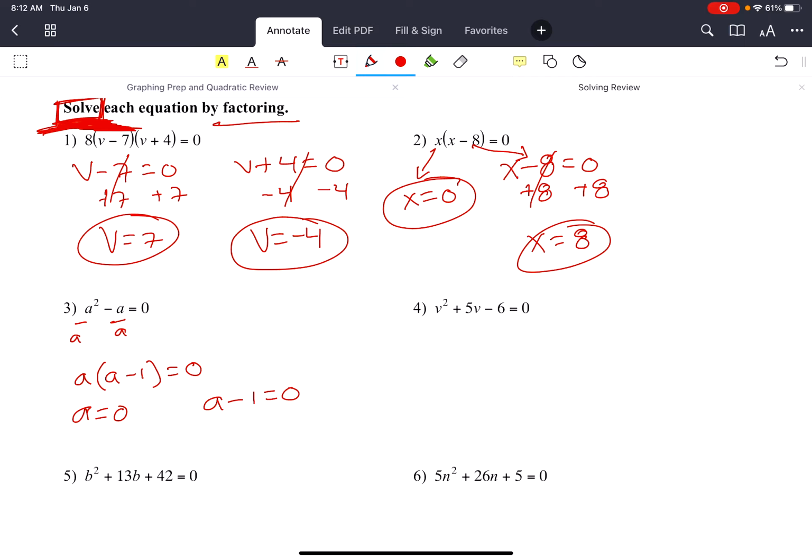Okay. Trina, what do I have to do to this first one? Do I have to do anything to it or am I done with it? I'm done with it. Hooray. Okay, what about the second one, Max? What do I do? You add the one. Good job.